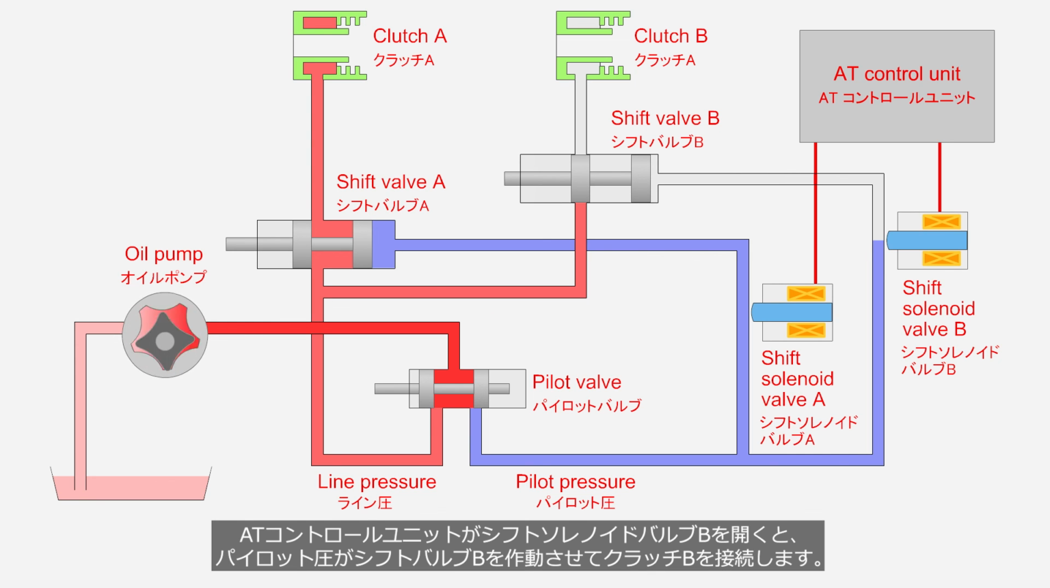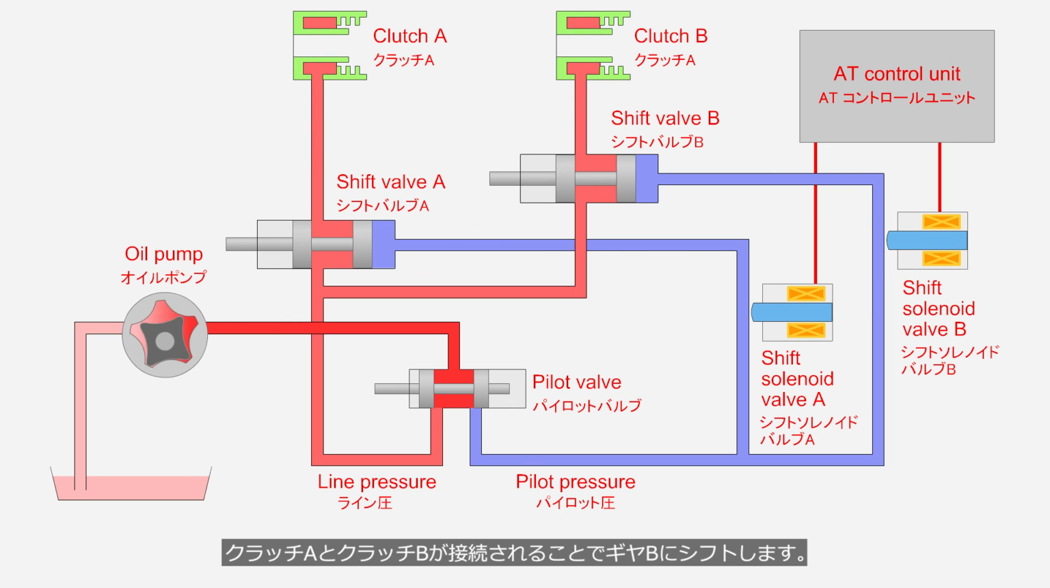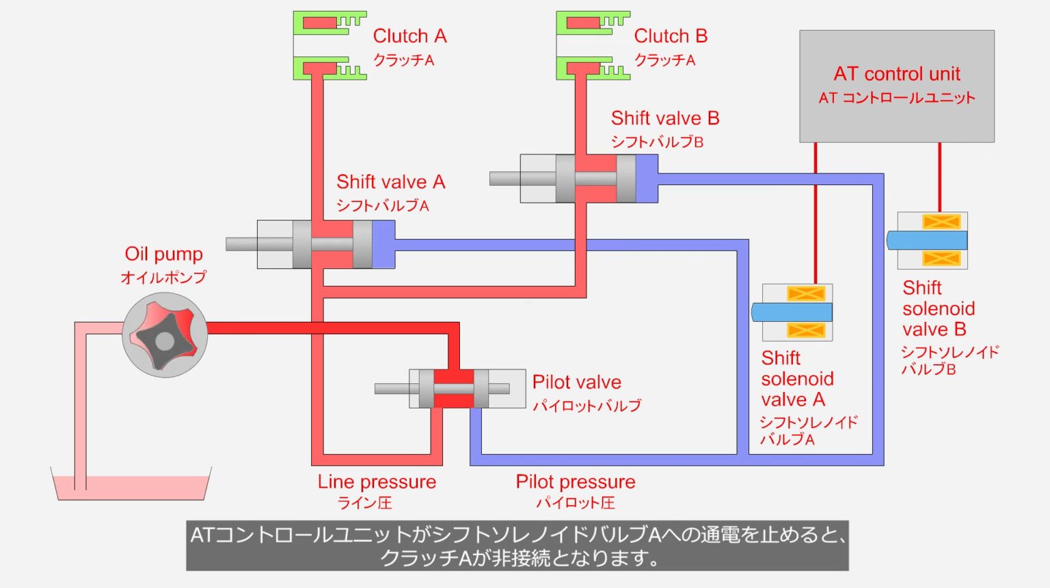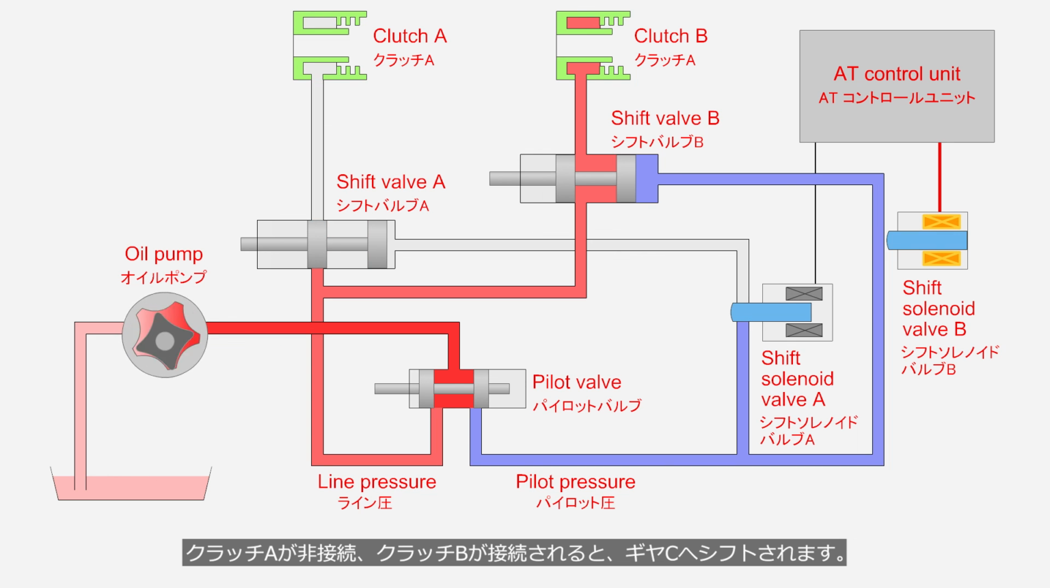When the AT control unit opens shift solenoid valve B, the pilot pressure activates shift valve B. The clutch B is activated. The engagement of both clutch A and clutch B results in a shift to gear B. When the AT control unit ceases power to shift solenoid valve A, clutch A disengages. With clutch A disengaged and clutch B engaged, the transmission shifts to gear C.